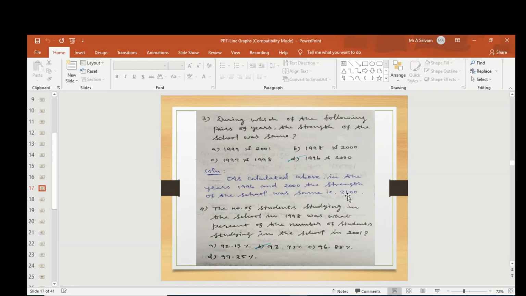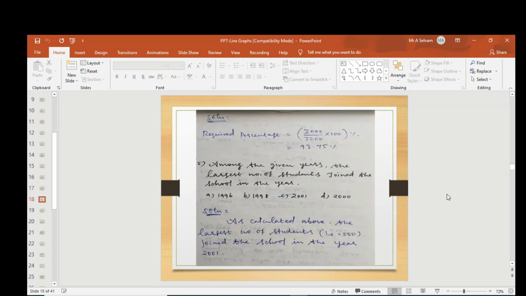Next question, question number 4. The number of students studying in the school in 1998 was what percentage of the number of students studying in the school in 2001? So we have to compare the years 1998 and 2001. The options are: A, 92.13; B, 93.75 percent; C, 96.88 percent; D, 97.25 percent.